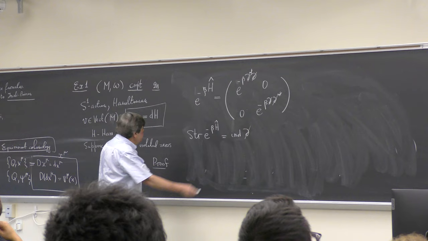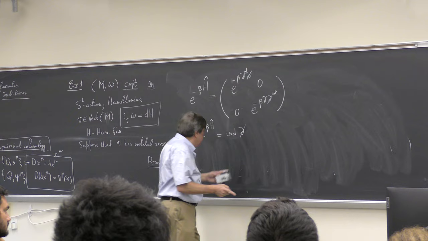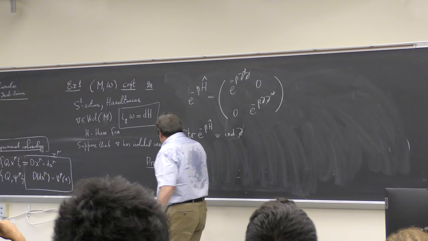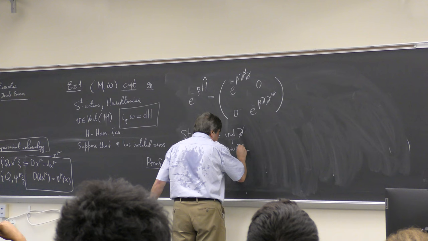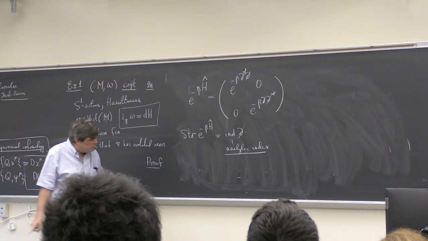And this is Euclidean time, or in statistical mechanics, beta is inverse temperature, it's proportional to inverse temperature. So beta is a very important parameter. This is the index, and it doesn't depend on beta. So we don't really care what beta is. And then this is the analytic index. So the supertrace gives us the analytic index. That's always the case. Now we want to get a different expression for it.